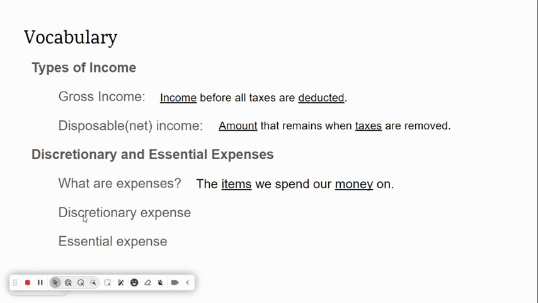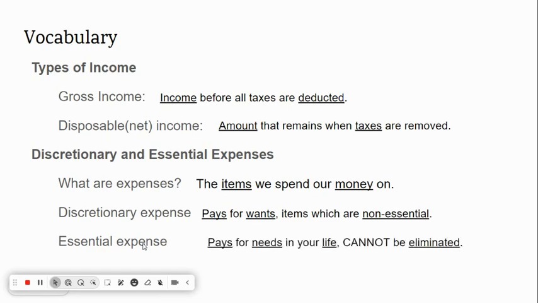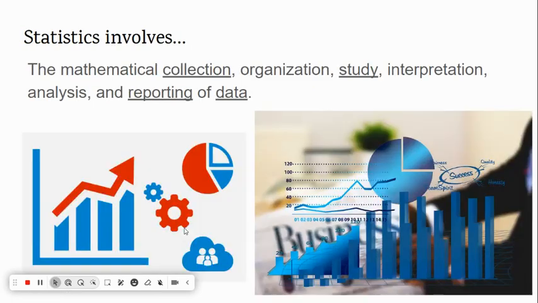What we get into in this lesson is the difference between discretionary expenses, which are things that we want and are non-essential, like the Starbucks and the new pair of fancy shoes, and essential expenses, which pay for what you need in your life and you cannot eliminate from your budget. For example, you need a place to live, you need to pay your water bill, your electric bill, you need to pay for food. All things that are necessary are going to be essential. So essential expenses are the things we need. Discretionary expenses are the things that we want.